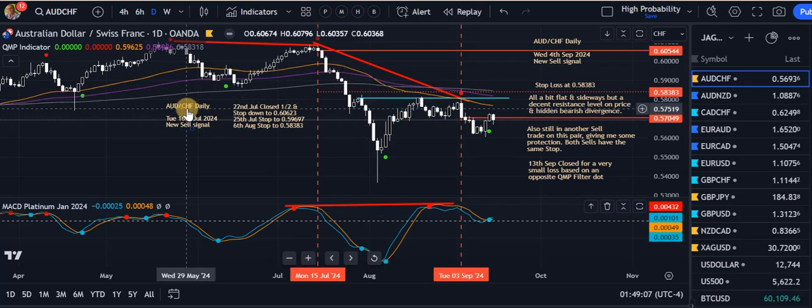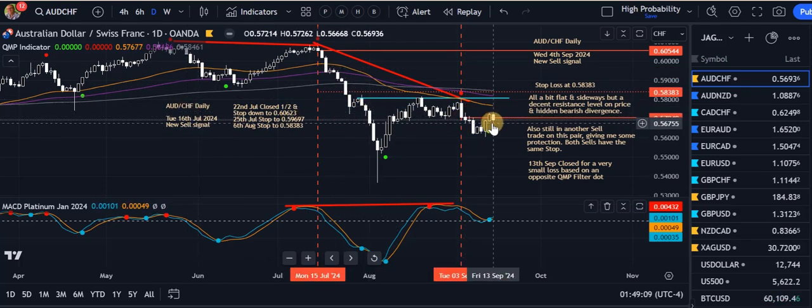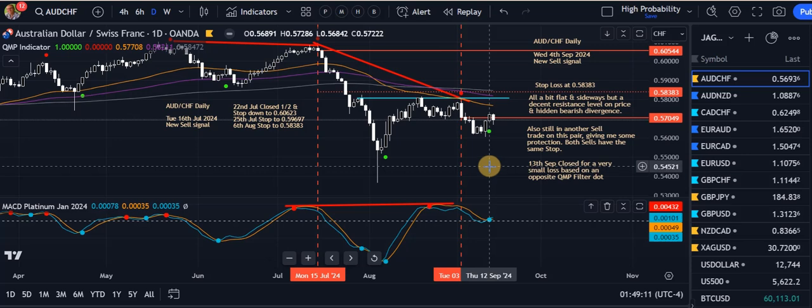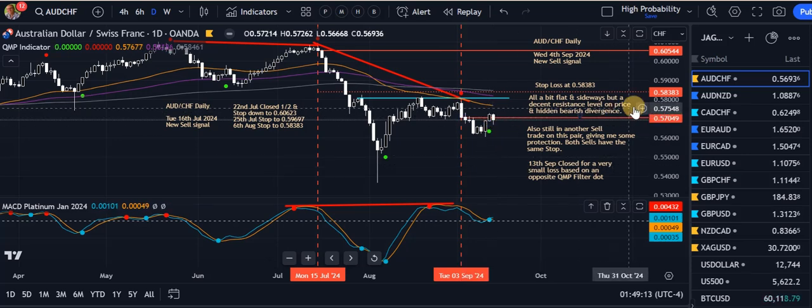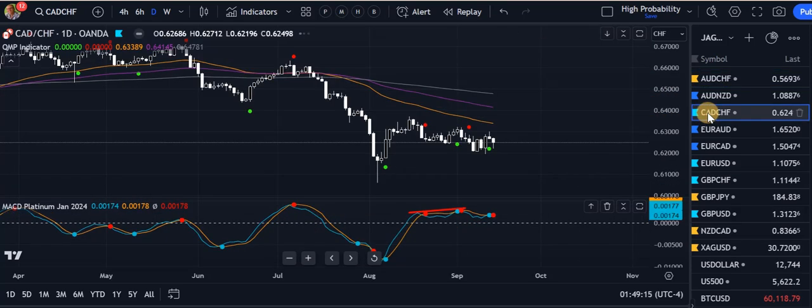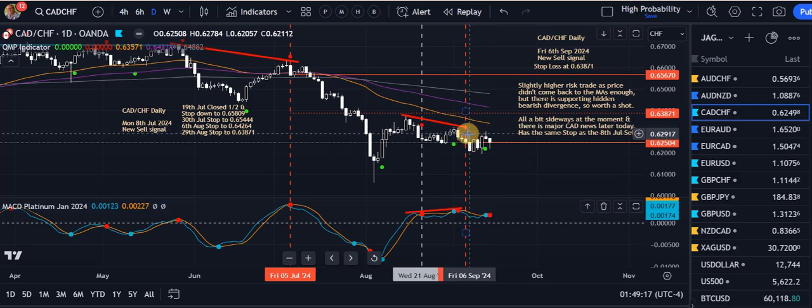I'm still in this sell from the 16th of July. No longer in this sell. It's not a valid buy signal. Didn't take it. So we're out of that. I'll tidy that chart up. CAD Swiss, we're still in the two sells. So we're still in the sell from the 8th of July, which is locking in all that profit there. And we're still in this sell from the 6th of September.